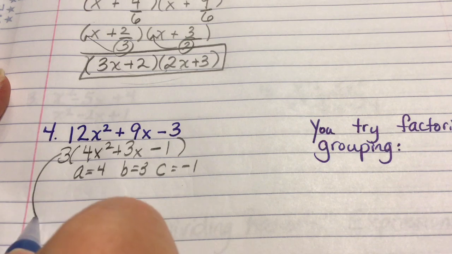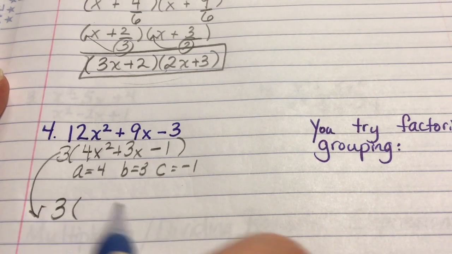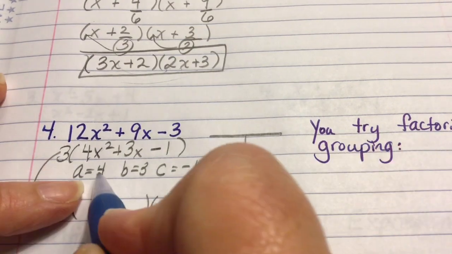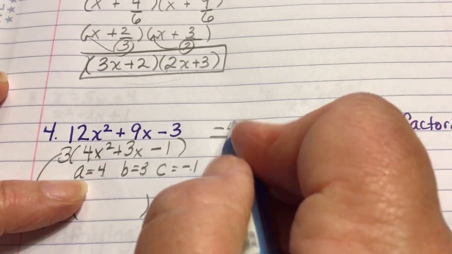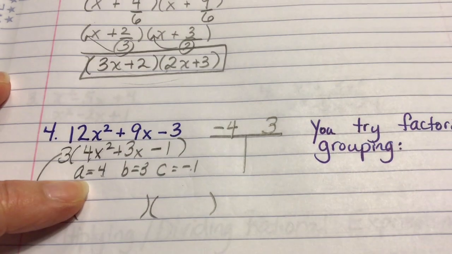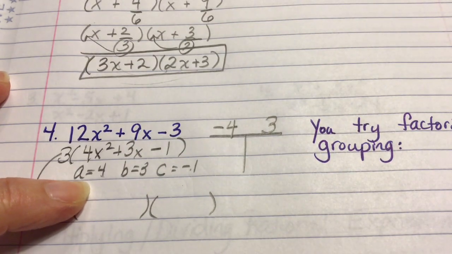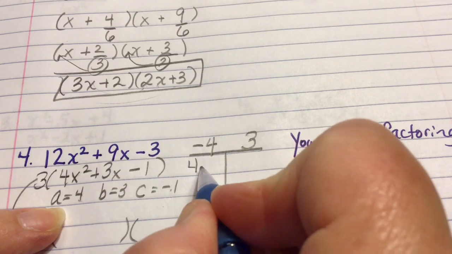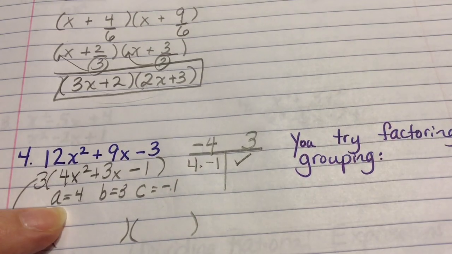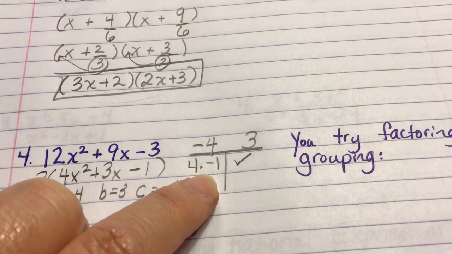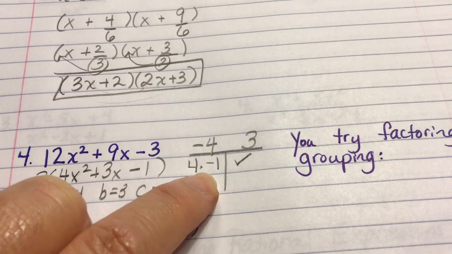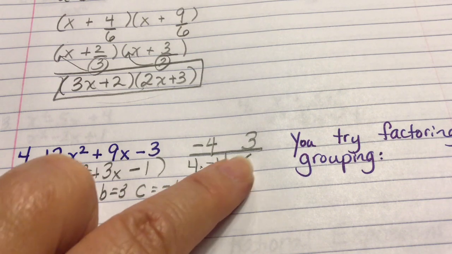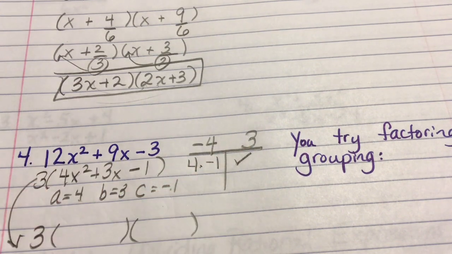I want to bring my 3 down here to make sure I include it in my answer. Make my chart, A times C, sum of B. So factors of -4, that will give me a sum of +3. That would be +4 times -1. Make sure when you write that down that you know that 4 plus -1 is +3. A lot of students would put -4 and +1. That would give you a -3. It does make a difference.